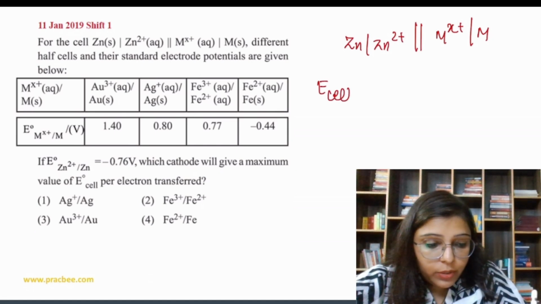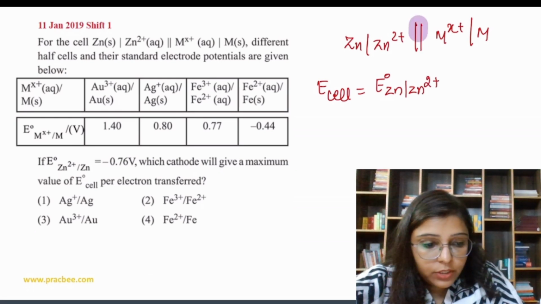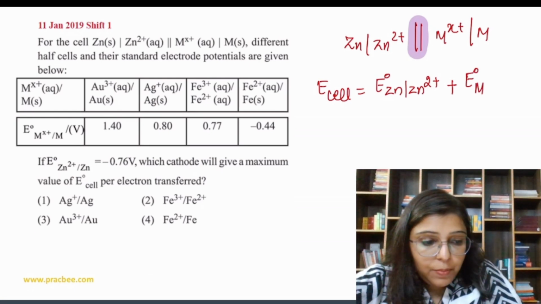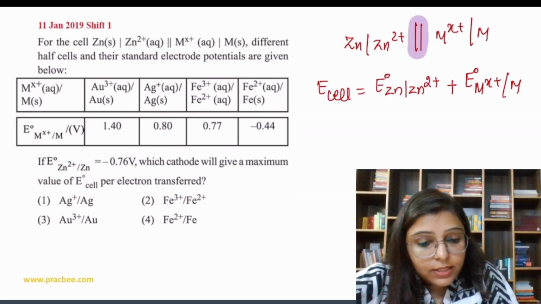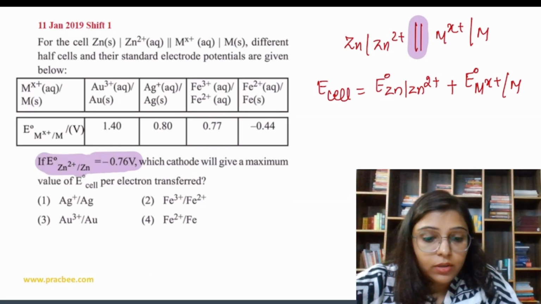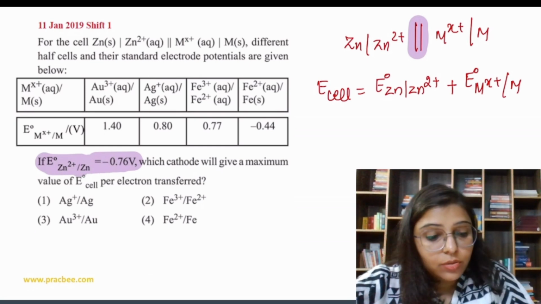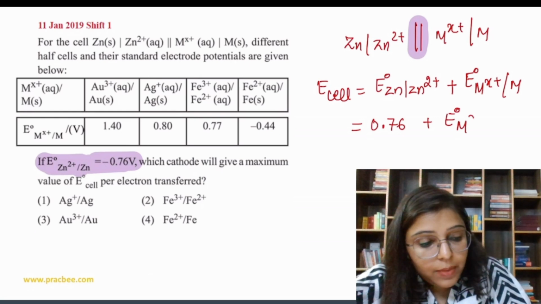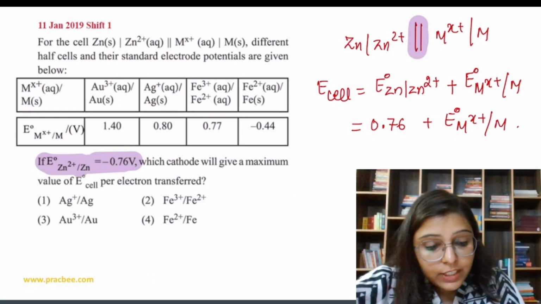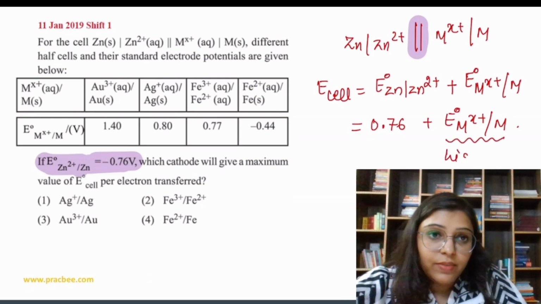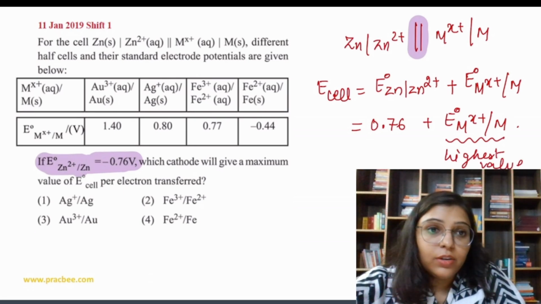So E cell is equal to E naught of Zn, Zn2 plus. In place of the salt bridge, just add a plus sign, and then E naught Mx plus, M. E naught Zn2 plus to Zn is given as minus 0.76 volt. But we have to take the standard oxidation potential, so this is going to be 0.76 volt, plus E naught Mx plus M. So which cathode will give a maximum value of E naught cell? Obviously we have to find the highest value for this one. Then only E naught cell is going to be maximum.